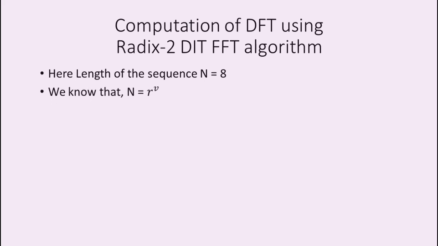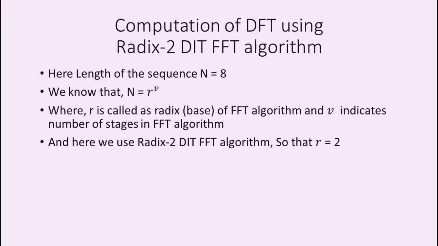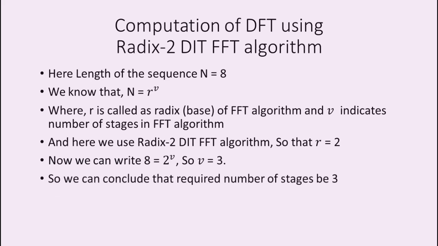We know that N = r to the power v, where r is called the radix or base of the FFT algorithm and v indicates the number of stages in the FFT algorithm. Here we use the radix 2 DIT FFT algorithm so r = 2. Now we can write 8 = 2 to the power v, so v = 3. So we easily conclude that the required number of stages is 3.